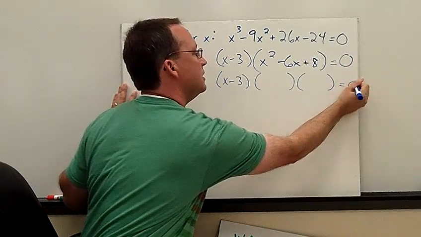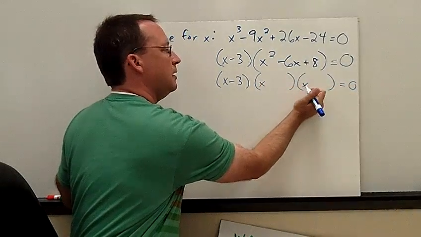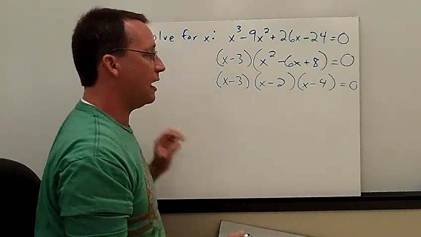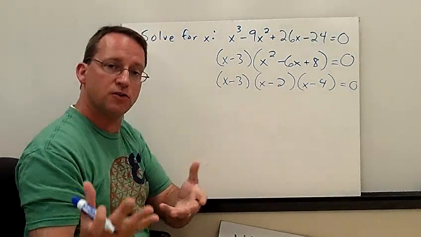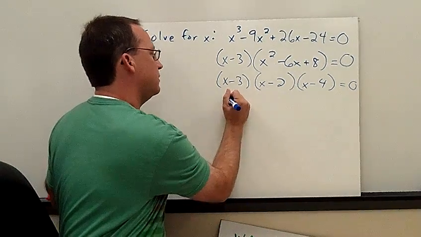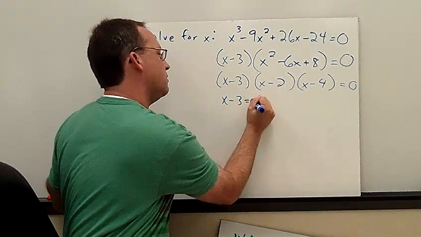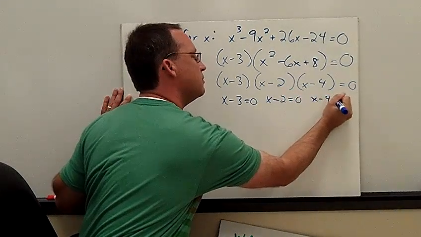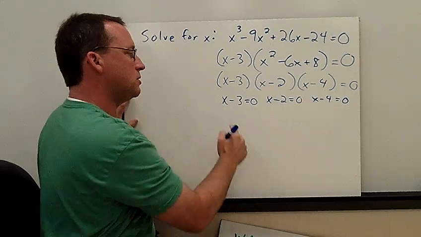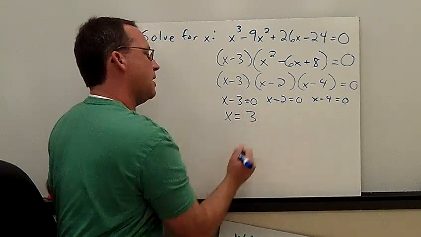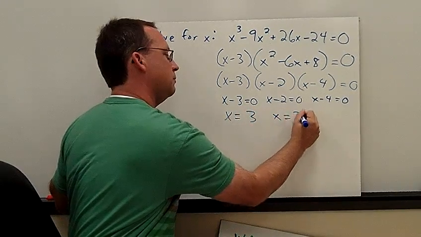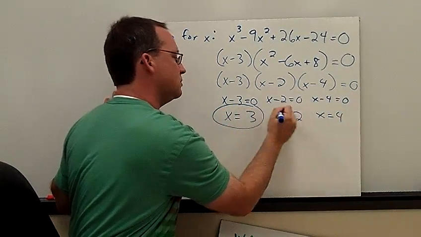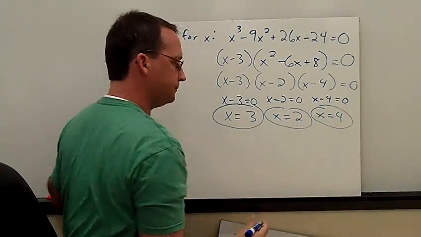I'm going to factor this x minus 2 and x minus 4, and then solve for x just by setting all my factors equal to 0. So x minus 3 equals 0, x minus 2 equals 0, and x minus 4 equals 0. Gives us our three solutions: positive 3, positive 2, and positive 4. And there's my solutions to that equation.